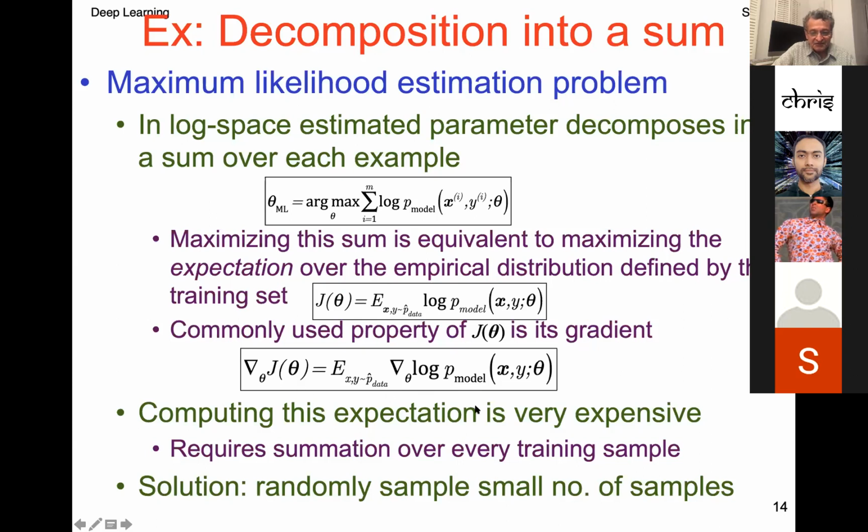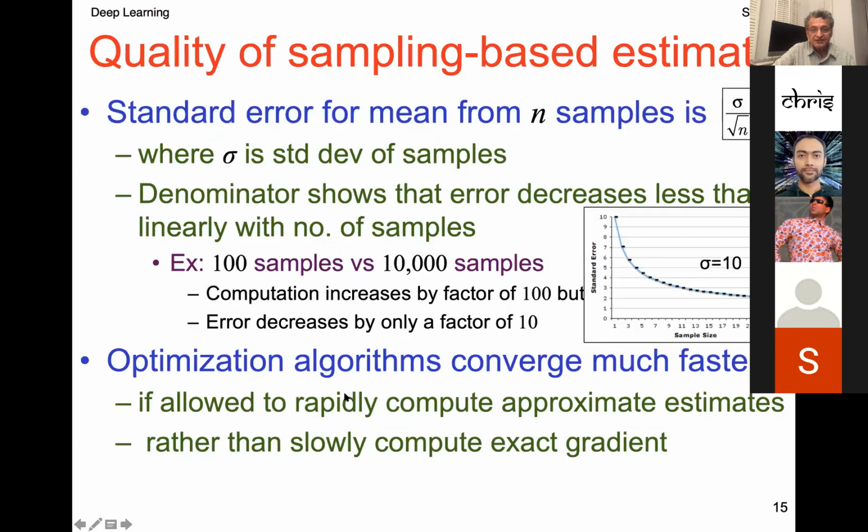This is when you are computing the gradient, when there is an expectation. Computing this expectation is very expensive. It requires summation over every training sample. So instead of going over every training sample, we randomly sample a small set. So when computing the derivative, we don't necessarily use all the samples. And quality of sampling is based on the estimate. How good is the quality of a sampling based estimate? Standard error for the mean from n samples is sigma over square root of n, where sigma is the standard deviation of the samples. The denominator shows that error decreases less than linearly with the number of samples.